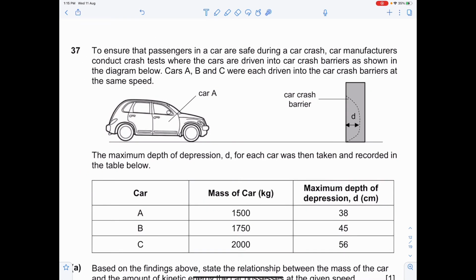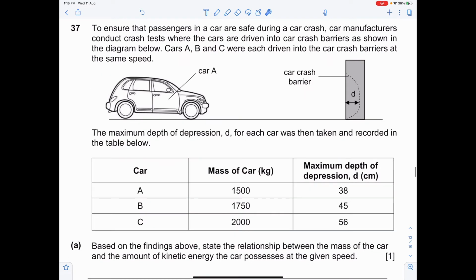Next, to ensure that passengers in a car are safe during a car crash, car manufacturers conduct crash tests where cars are driven into car crash barriers as shown. So this is a car crash barrier in the diagram below. Cars A, B, C were driven into the car crash barrier at the same speed. The maximum depth of the depression, so this is the depression over here, for each car was taken and recorded in the table below.